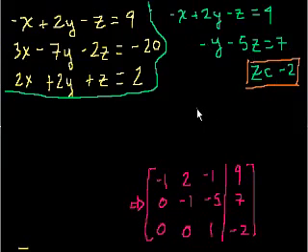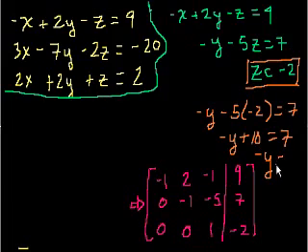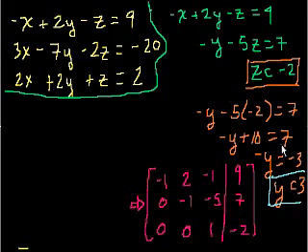So we have minus y minus 5 times z, which is minus 2, is equal to 7. So minus y plus 10 is equal to 7. Minus y is equal to minus 3. Y is equal to 3. There we have it. We solved for z and y. And now we could substitute the y and the z into this top equation and solve for x.